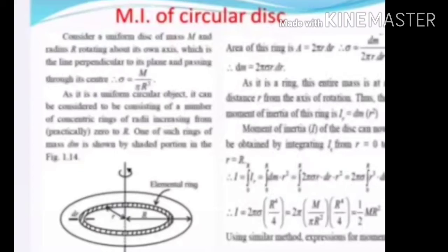Moment of inertia I is equal to 2 pi sigma into integration of r cube, that gives r⁴ upon 4. Now substitute the sigma value, that is capital M upon pi r square, and then the equation becomes 2 pi into M upon pi r square into r⁴ upon 4. r square gets cancelled, pi gets cancelled, 2 gets cancelled, and what remains is only half M r square.